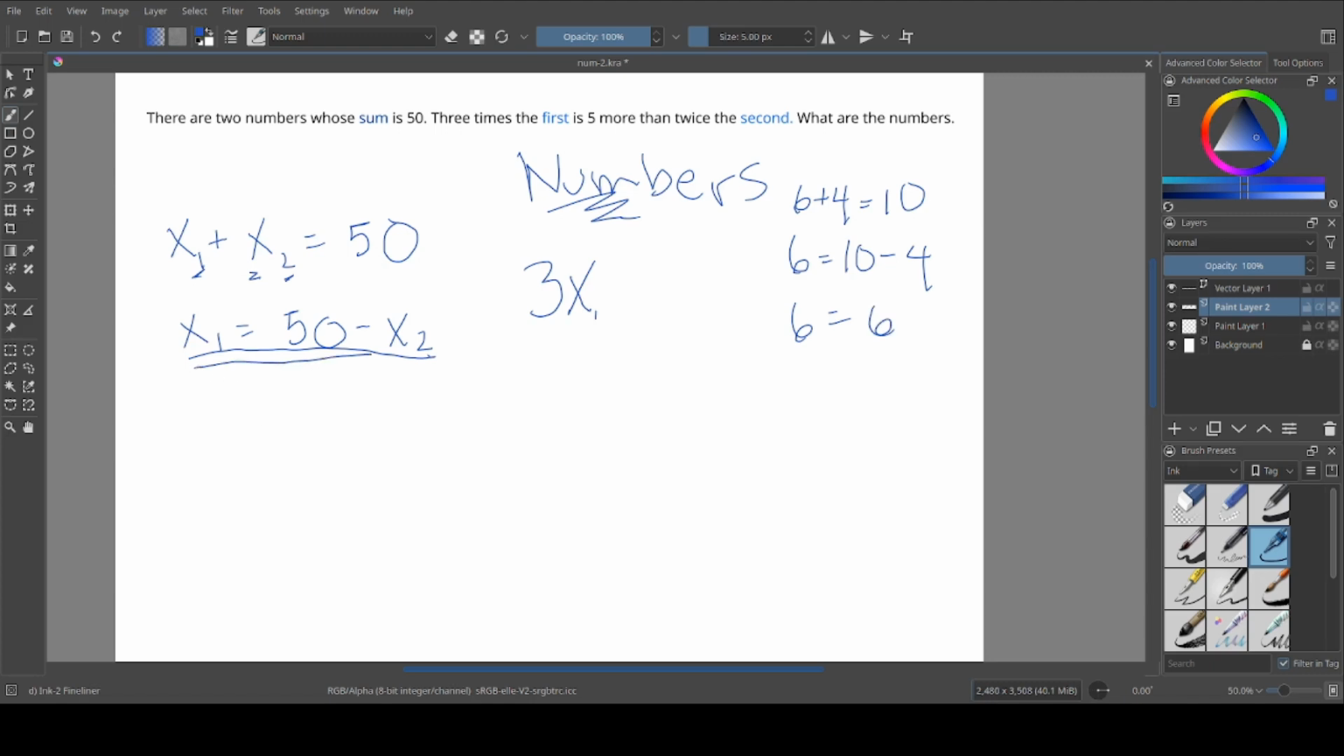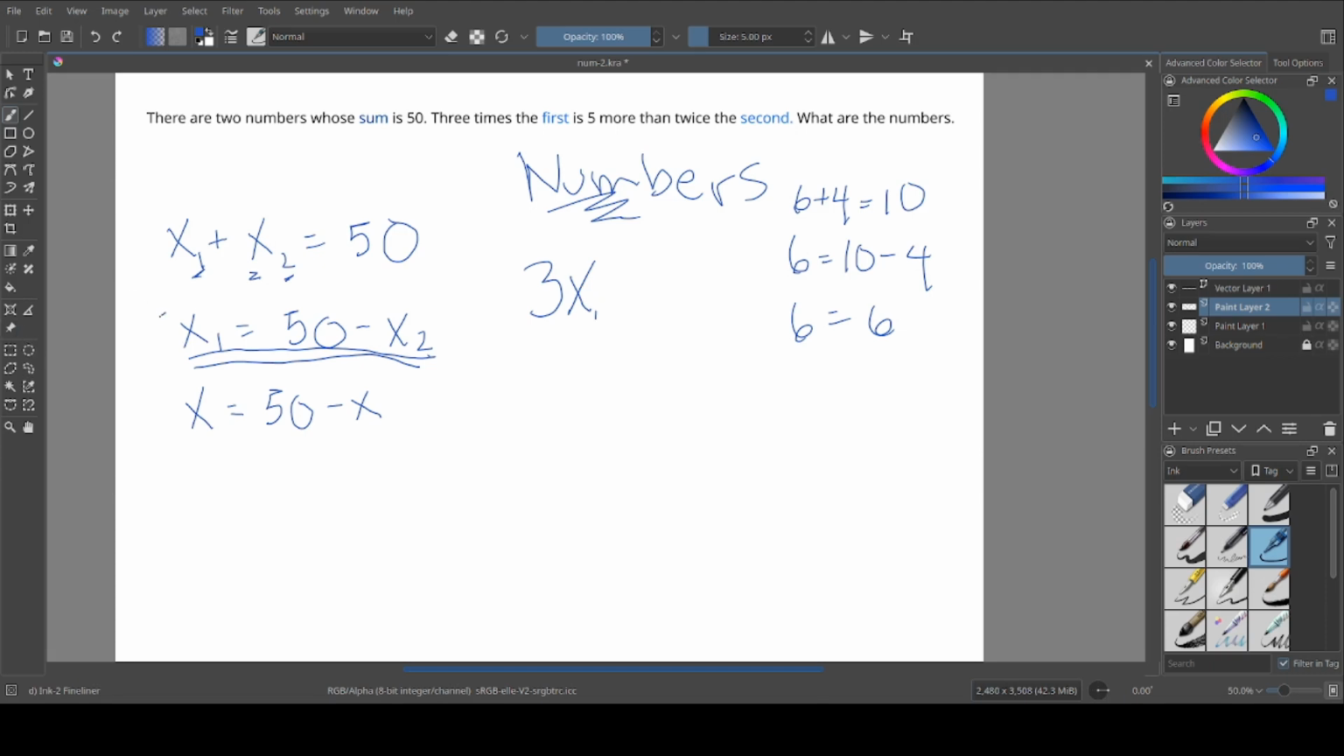Now I'm going to drop the 1 and 2, and that's right. x is equal to 50 minus x. Okay, so we got that part down so far. So we're good to go. Now we can do the other stuff.